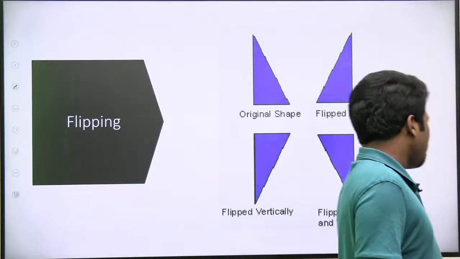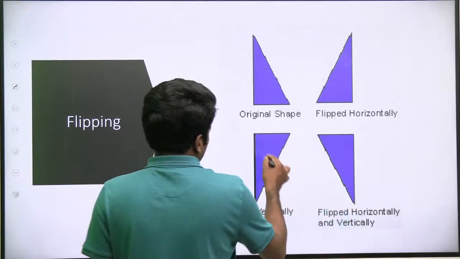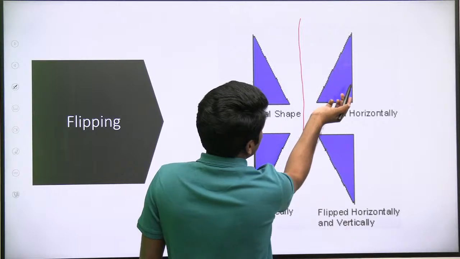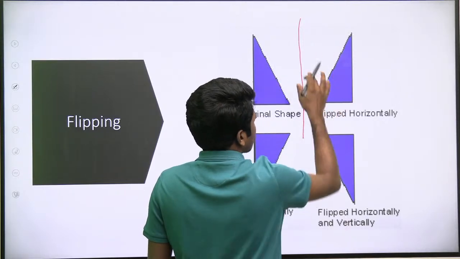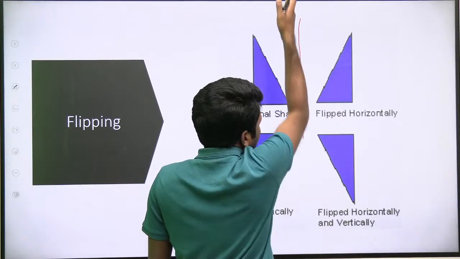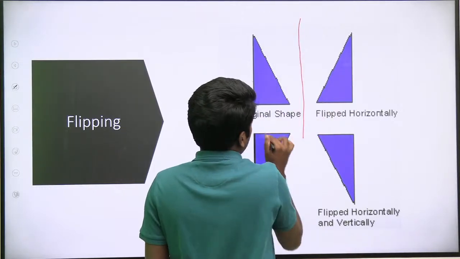So in a mirror image also, this flipping itself is happening. For example, if you are keeping a mirror, the image is actually flipped to get this. So if you are positioning a vertical mirror, horizontal flipping will be happening.